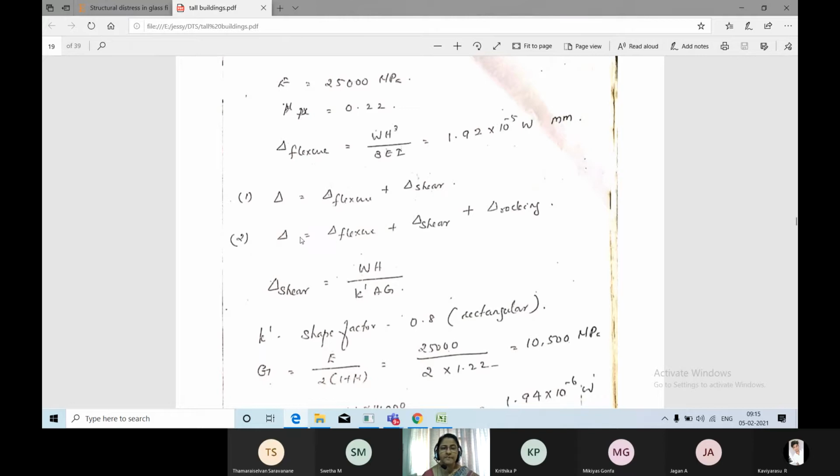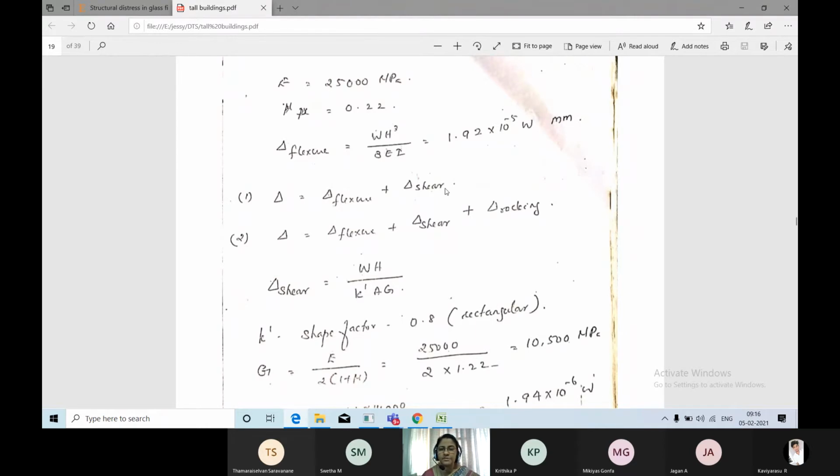Whereas in the second case, when the wall is resting on a foundation with soil, it is a flexible soil, because modulus of subgrade reaction means it is resting on a flexible soil with some modulus of subgrade reaction. So in addition to the flexure and shear, there will be an additional deflection due to the rotation flexibility of the foundation. Because of the flexibility of the foundation, there will be some deflection happening along with the foundation. That also has to be added along with flexure and shear. So that is the two cases.